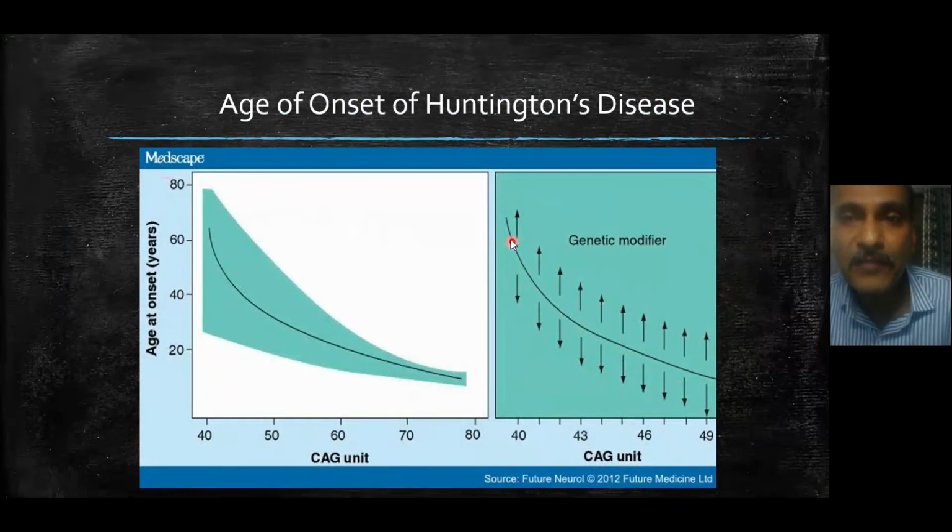That means apart from the original mutation in the Huntingtin gene, there are modifiers. Genetic modifiers means other genes can have modifications which can increase the age of onset or reduce the age of onset. So this is also a very interesting phenomenon in Huntington's disease.